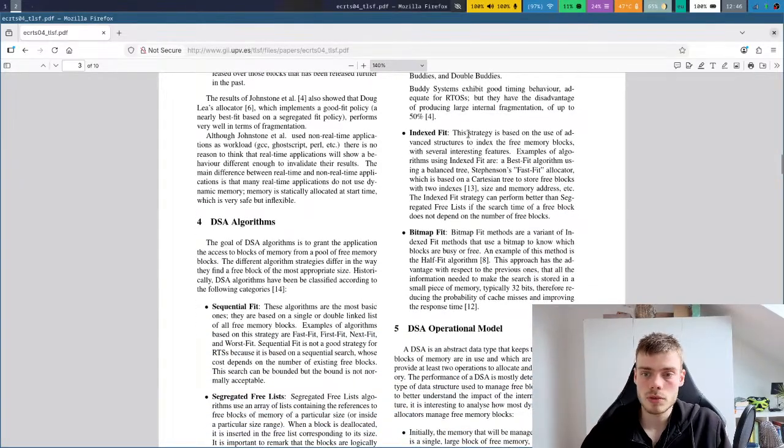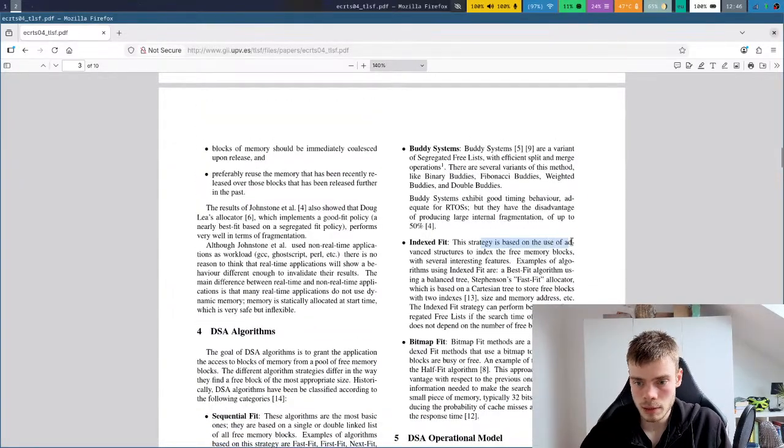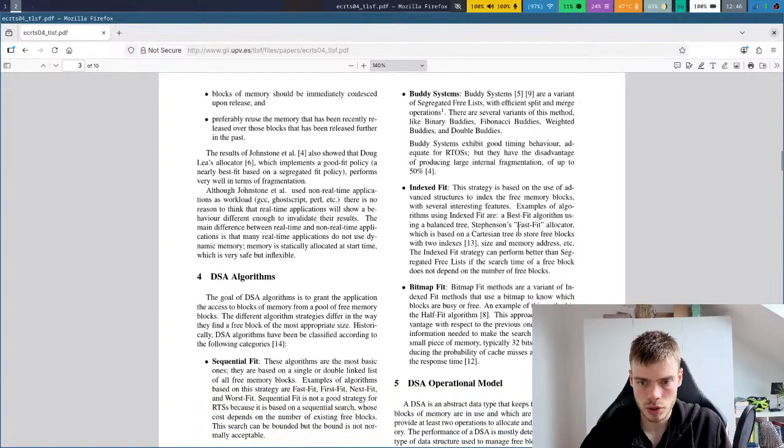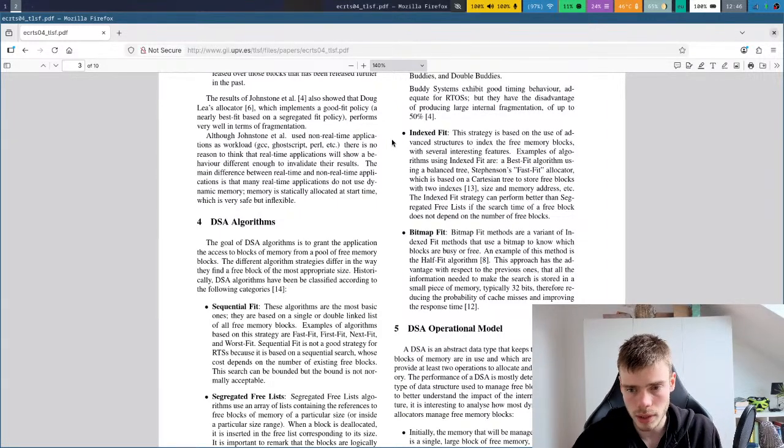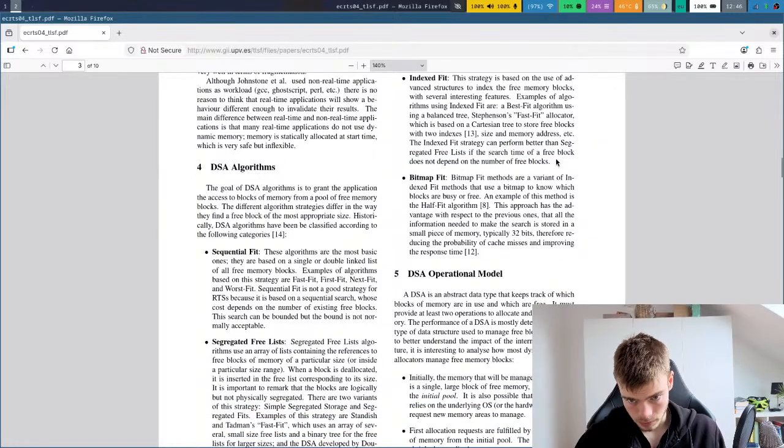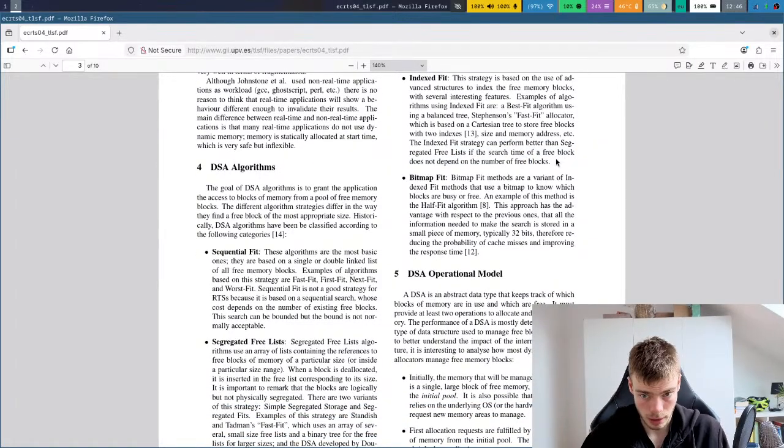Indexed fit. This strategy is based on the use of advanced structures to index memory blocks. It has several interesting features. Examples of algorithms used by indexed fit are a best fit algorithm using a best fit allocator with blocks indexed by size and memory address, etc. The indexed fit strategy can perform better than segregated free lists if the search time of a free block does not depend on the number of free blocks.